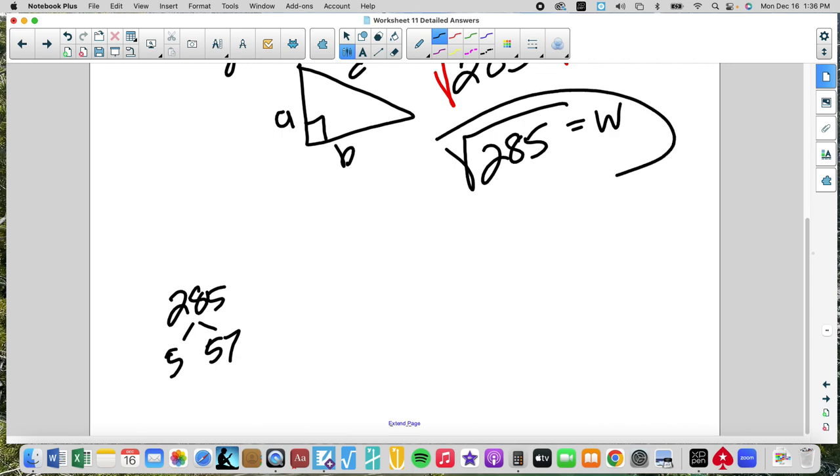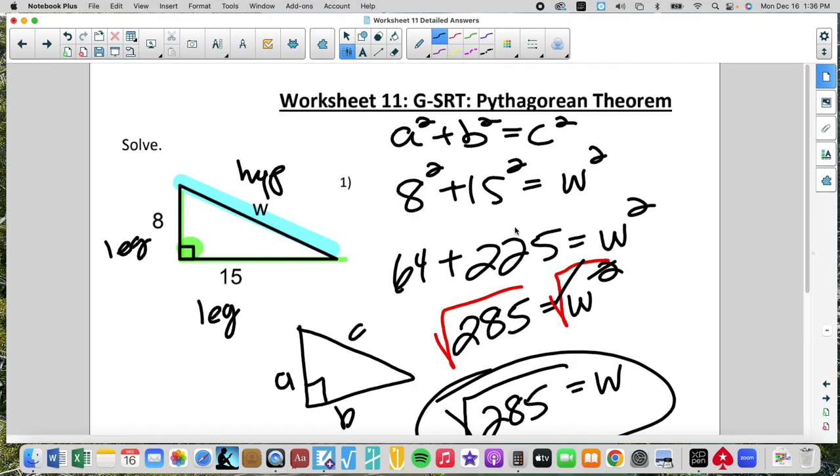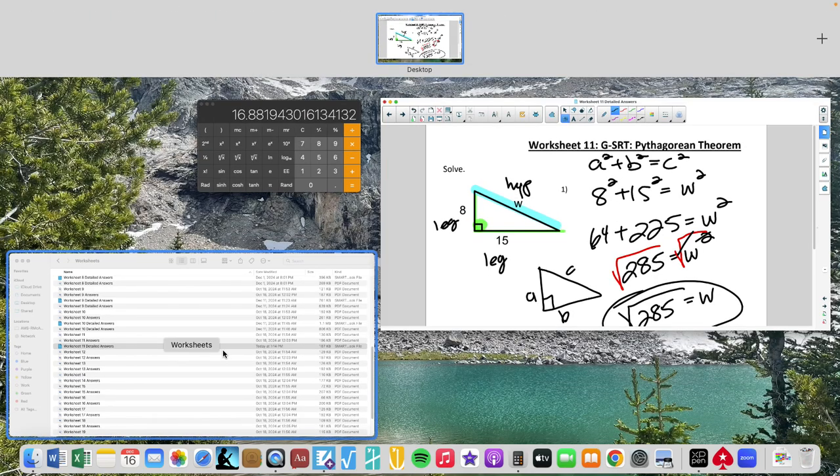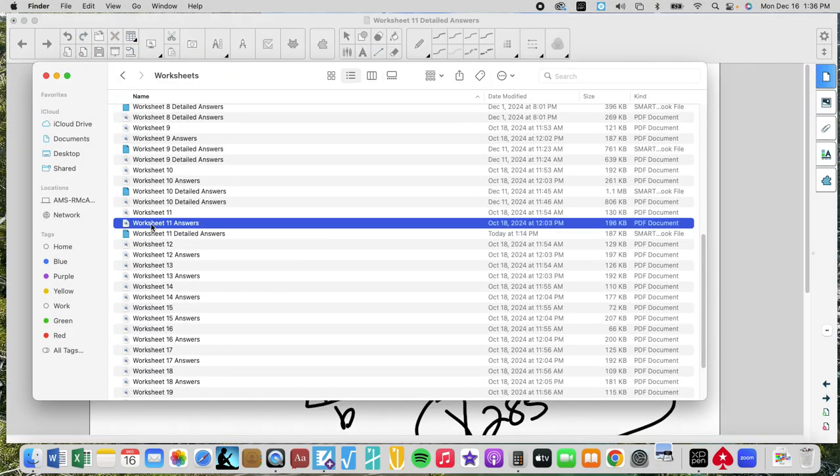Apparently, that is going to be our answer. We did not look at that. Let's see what they want. I didn't even read the directions. What does it say? It just says solve. Not very exact, now is it? Let's look at the answers. What do they give us?